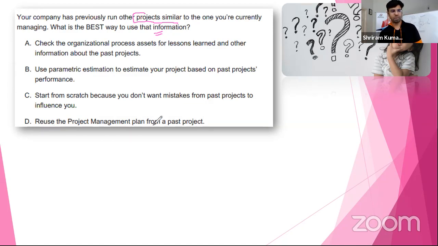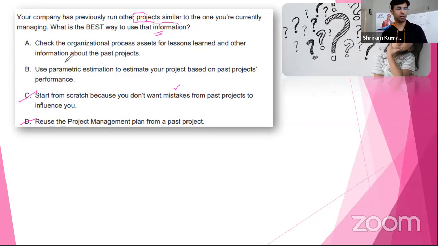Reuse the project management plan of the past project. They're asking how to use this information. But here what it says is reuse. Reuse is not a right choice. You don't want to reuse someone else's plan. Start from scratch because you don't want mistakes from the past project. Nobody said it's a mistake, right? You learn something out of the project. So it's always a good idea to use other project knowledge. Strike out. So 2 is gone.